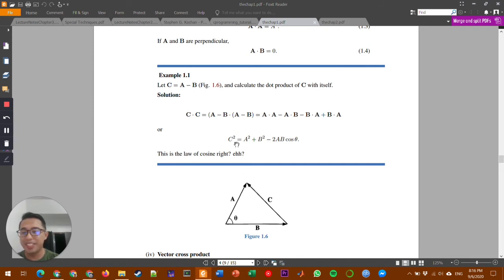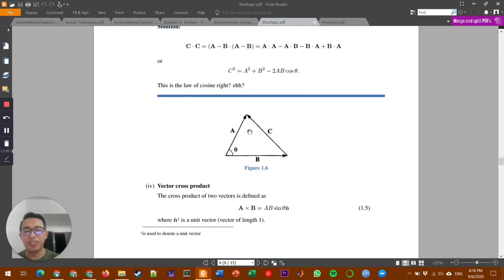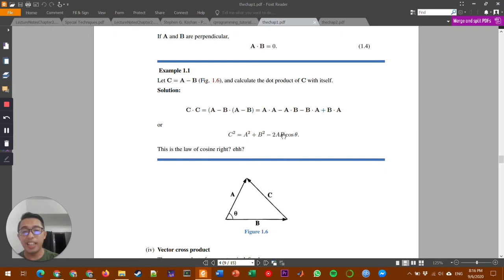Kanang law of cosines man, nagabiton man ang law of cosine if dili siya mo follow sa katong right angle na triangle, diba? Dili di ay gikan ang formula sa law of cosine. It's just a dot product of C by itself.